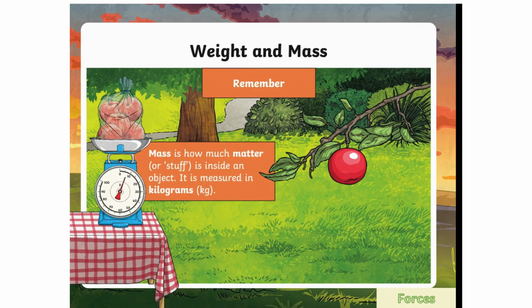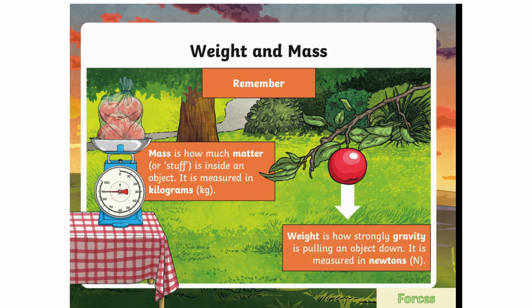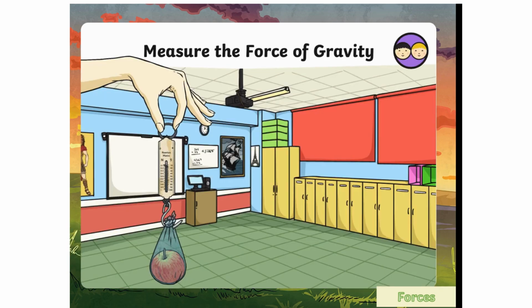Remember, okay? Mass is how much matter or stuff is inside an object. It is measured in kilograms. Weight is how strongly gravity is pulling an object. It is measured in newtons. I even told you the SI unit of weight, why newtons is with a small n, and why the initial is capital N. Okay.